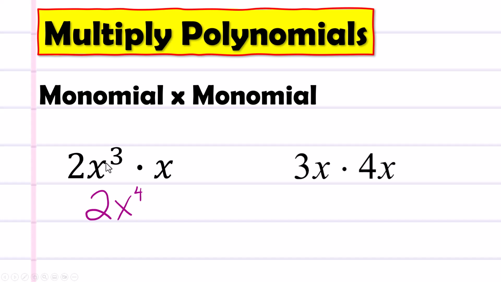If you don't remember the rules, let's just reason it out. We have x cubed, that's 3 x's multiplied together, and then you have another x. So that's giving me 4 x's being multiplied together, x to the 4th. All right, 3 times 4 is 12, and x times x is x squared. There you go. That's a monomial times a monomial.